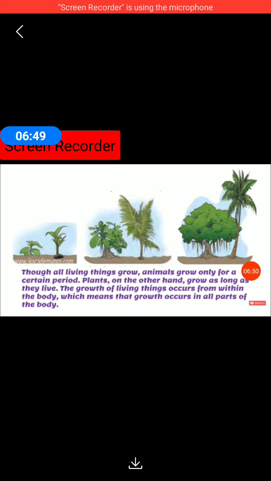At the last it also stops. The growth of living things occurs from within the body only, which means that growth occurs in all parts of the body, right? So you can see in the first picture only a small sapling of a plant is there. In the second, it has grown through branches, then in height also, and at the last it has become a large, tall and strong tree. So all this is taking place through the body itself. So you can say the growth is occurring through the body only.